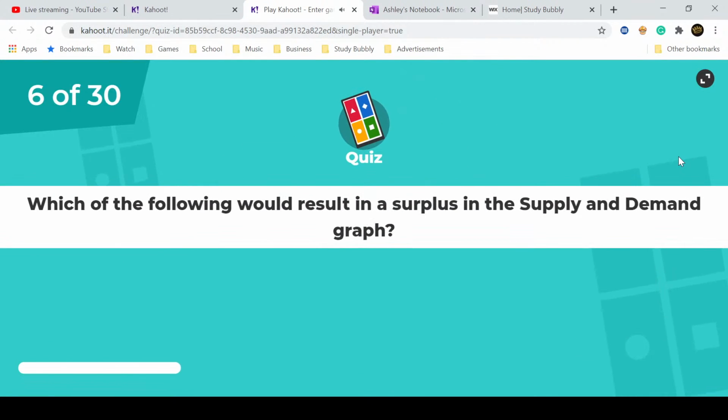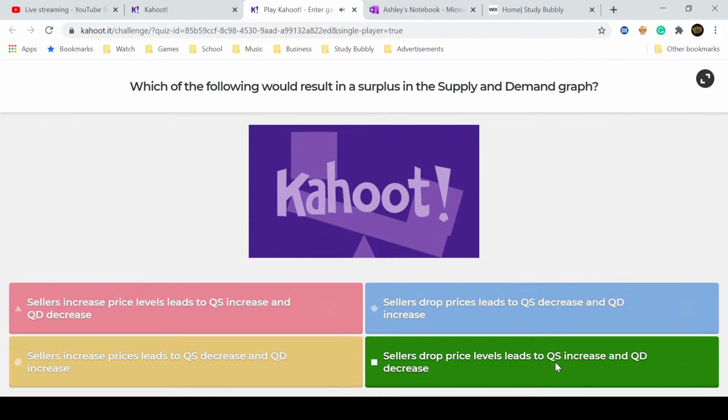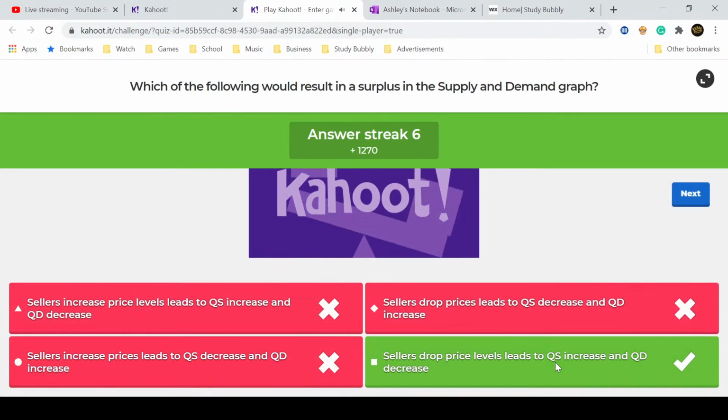Okay, 6th question. Which of the following would result in a surplus in the supply and demand graph? Because there's too much supply to meet that. So prices leads to quantity supply increase and quantity demand decrease. So basically, again, quantity supply is more than quantity demand. That's why.